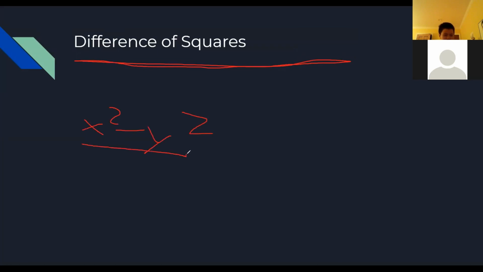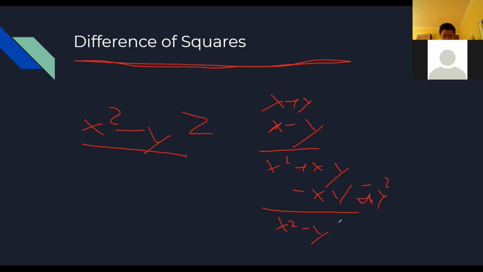This is a difference of squares, and I've talked about this before, but if we multiply x plus y times x minus y and multiply it out, we get this, which is what is meant by factoring the difference of squares. Anyways, this is useful in a few senses.